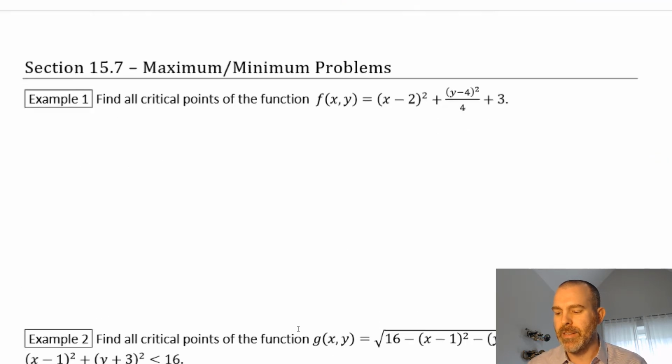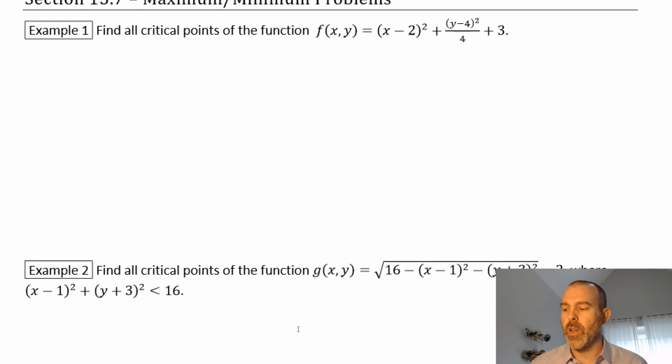Okay, so let's look at an example here. We're going to find all critical points of this function. So to find the critical points, we're just going to set the partial derivatives equal to 0.